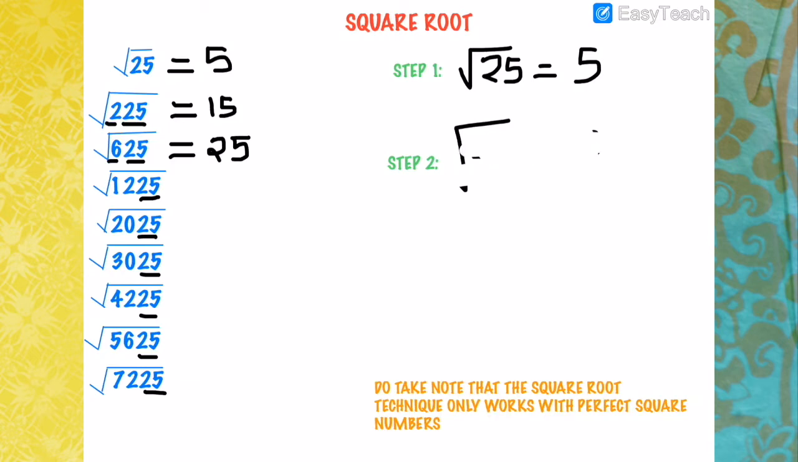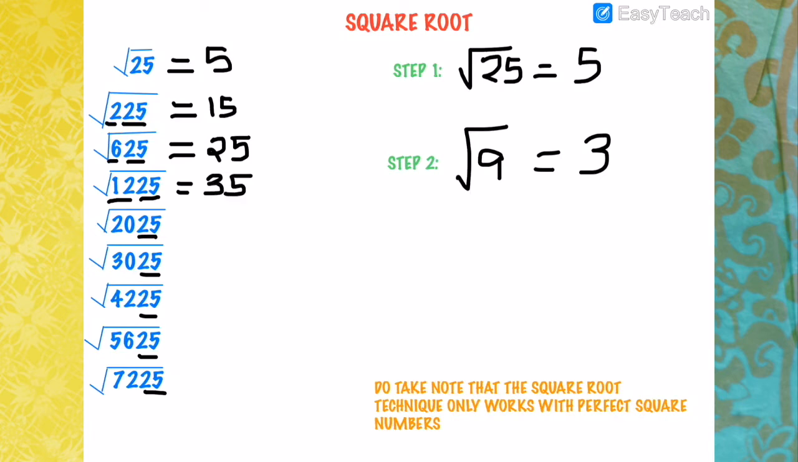Let's do another example. What is the square root of 1225? Again, take the square root of 25, and then look at the next two numbers. We have 12. What is the perfect square before 12? That is correct, it is 9. So take the square root of 9, that is 3. Therefore, 1225 has a square root value of 35.